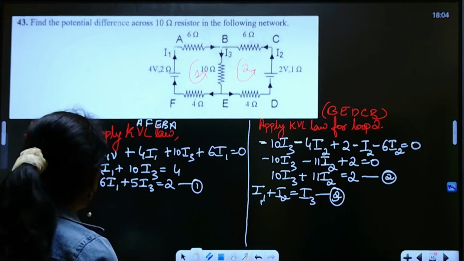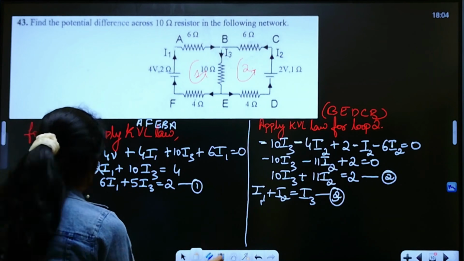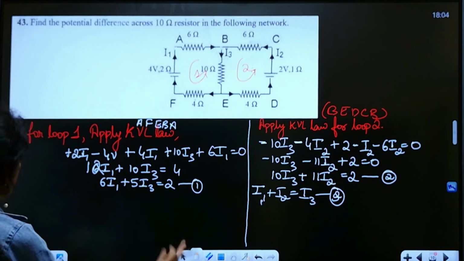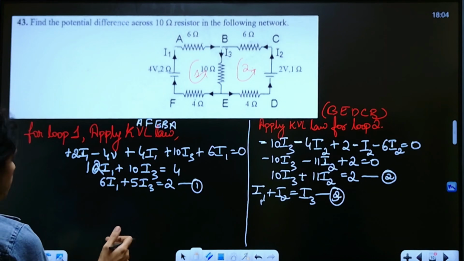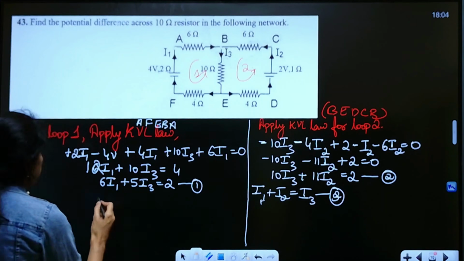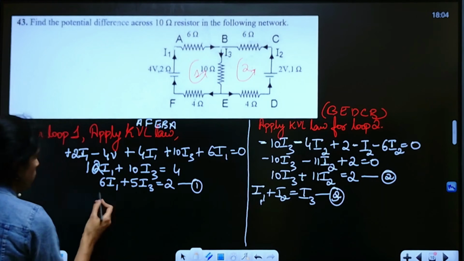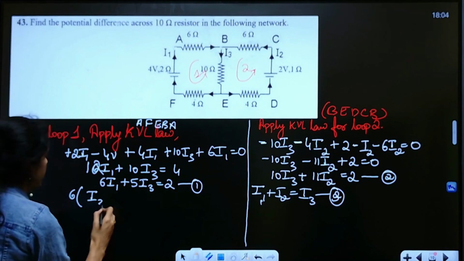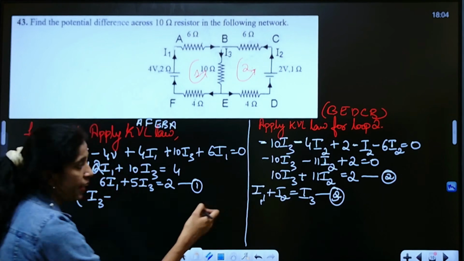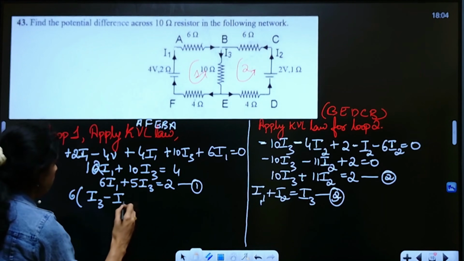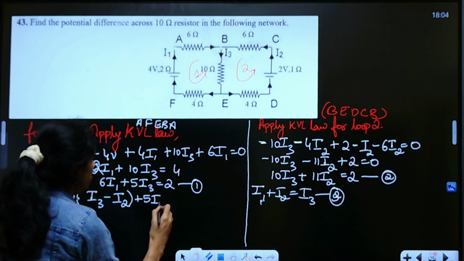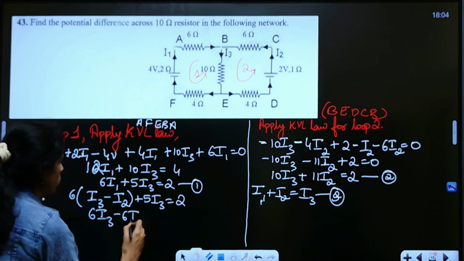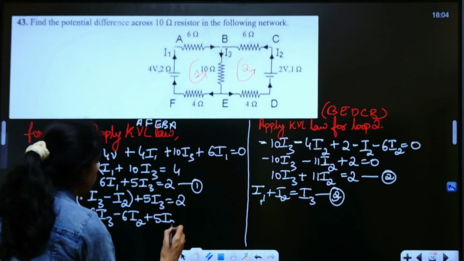So now what you can do here is, let me substitute this. Here I3 minus I2 is there. Let me substitute equation 3 in equation 1. So 6 of I1 can be written as I3 minus I2, right? So I'll directly take I1 as, from equation 3, I3 minus I2, plus 5 I3 equals 2. Further if you reduce, you get 6 I3 minus 6 I2 plus 5 I3 equals 2.